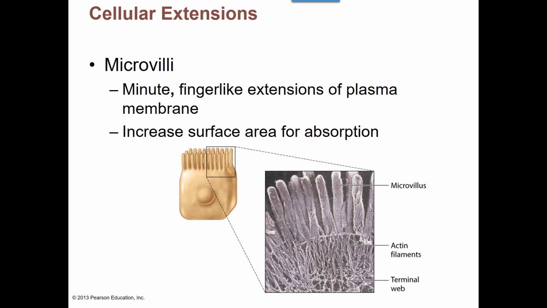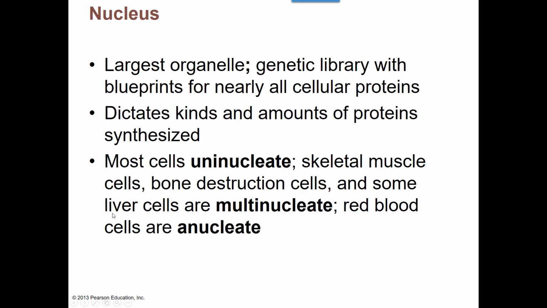Now, the biggest organelle we have inside the cell is the nucleus. The largest organelle. It's massive inside there. And its main job is to house the DNA. It has the entire genetic library to make any protein it wants. And again, we find proteins everywhere. It's the one that determines what kinds of proteins we need to have made, and how many of those proteins.